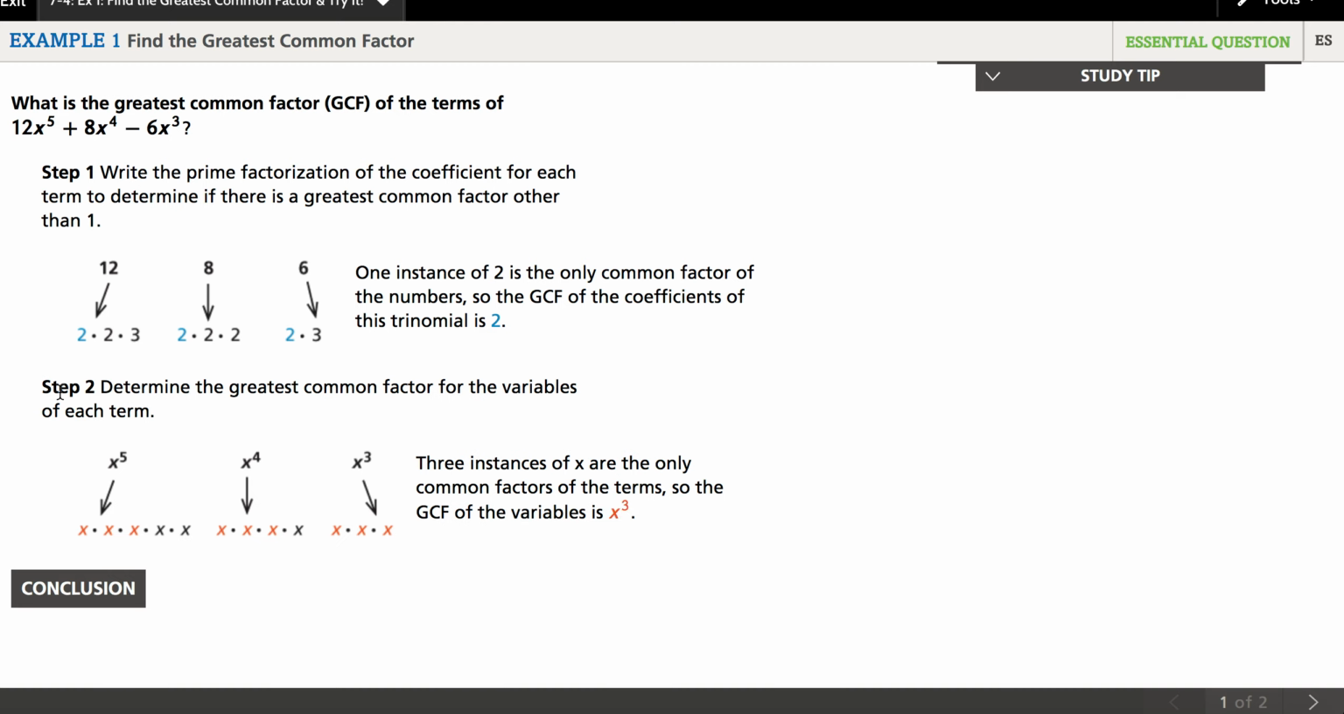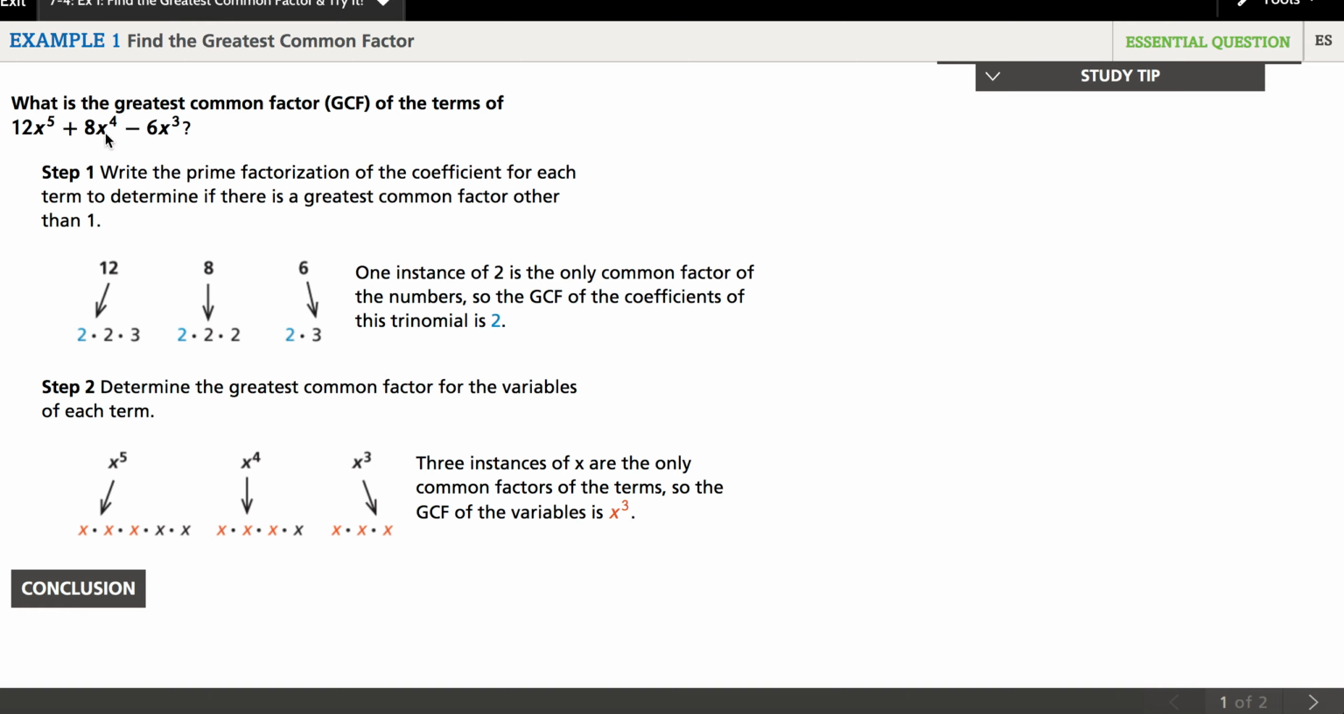Step number 2. Determine the greatest common factor for the variables of each term. Now we see the variables. The first variable is x to the fifth power. X to the fifth power, we break it down: x times x times x times x times x, 5 times. And the second variable is x to the fourth power.